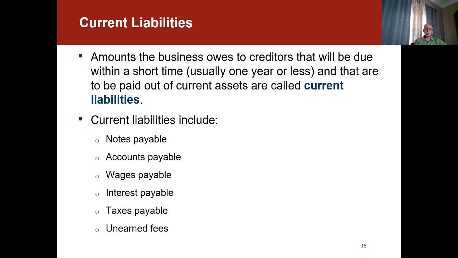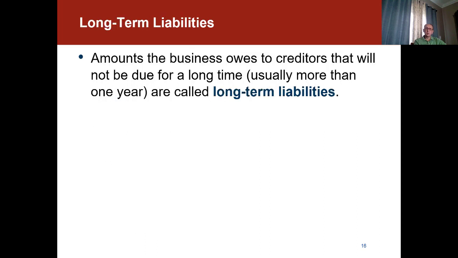How about long-term liabilities? These are amounts the business owes to creditors that would not be due for a long time, usually more than 1 year, and that's why we call them long-term. So again, the cutoff period is 1 year. If we have an obligation that has to be paid within a period less than a year, we classify it as current liabilities. If it's longer than a year, we call it long-term liabilities.